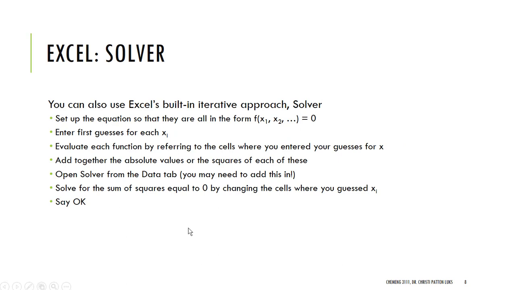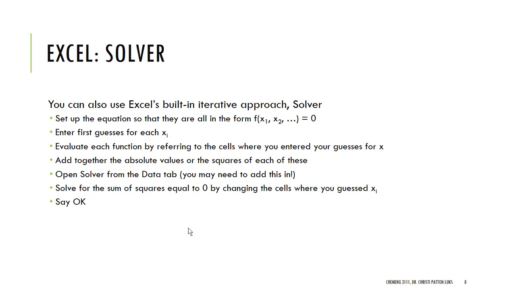So that's one thing. Another is that we can take advantage of the fact that Excel has a built-in iterative solution technique, which is called Solver. This is going to work best if you set these up so that all of the equations are of the form something equal to 0. I usually just take right-hand side minus left-hand side, or left-hand side minus right-hand side, simple-minded, set equal to 0. You're going to enter into Excel first guesses for each of your x's, then evaluate each function by cell reference. So you want to use methods where you're pointing to a cell, and you're going to enter your guesses for x.